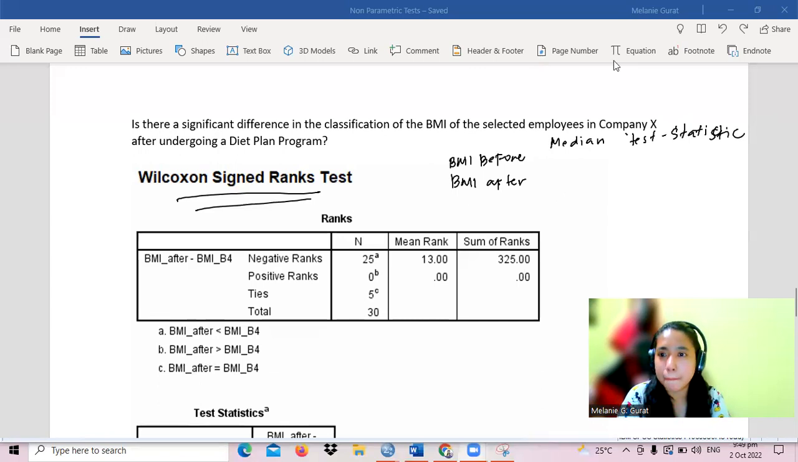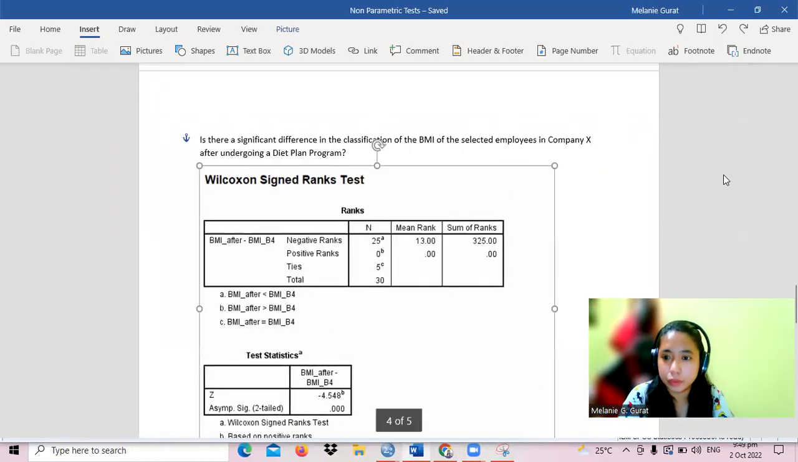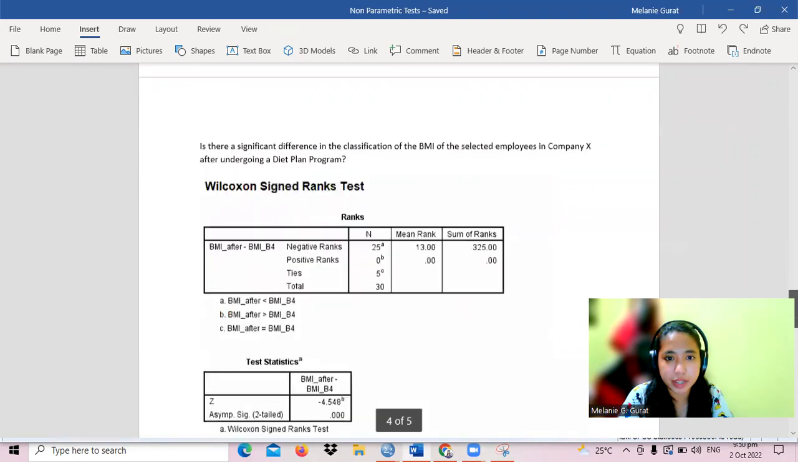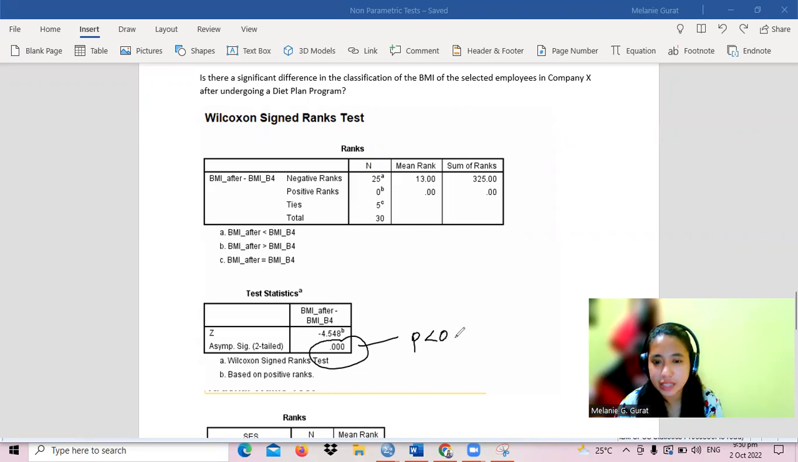So let's move. So let's see. So where is the generated table for this? This one. So this is our concern. So the asymptotic significance using the Wilcoxon signed rank test is 0.000, indicating a significant result. So let us emphasize that. So we can see here that P is less than 0.01, which means it is significant at the 1% level of significance.